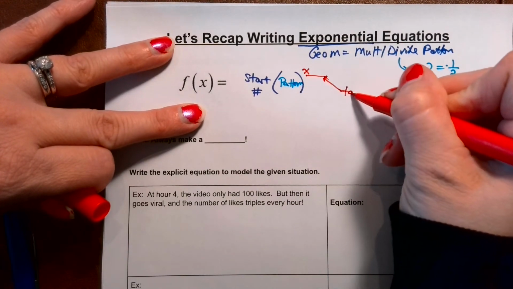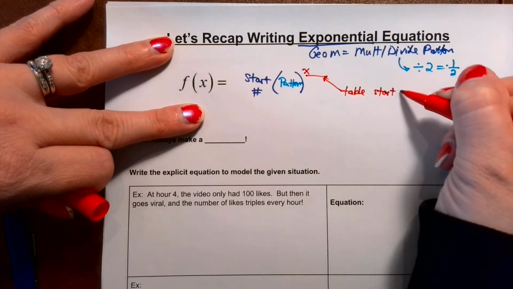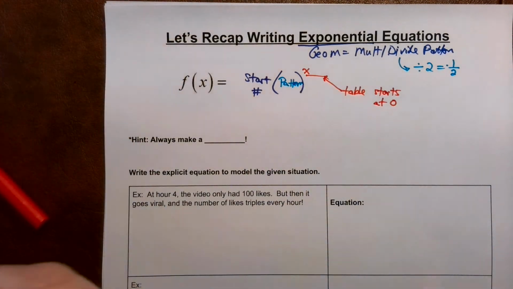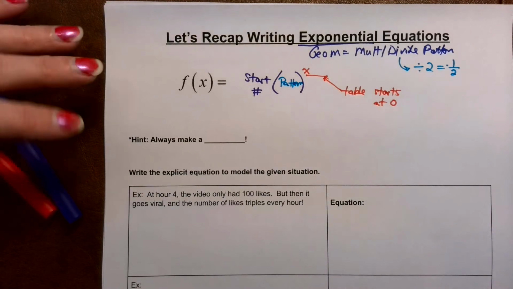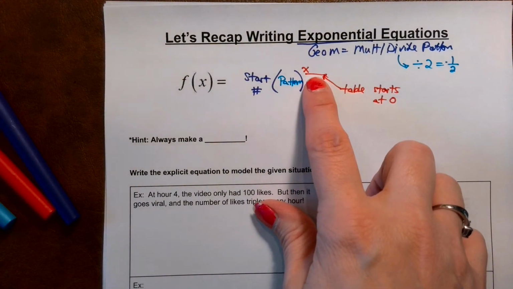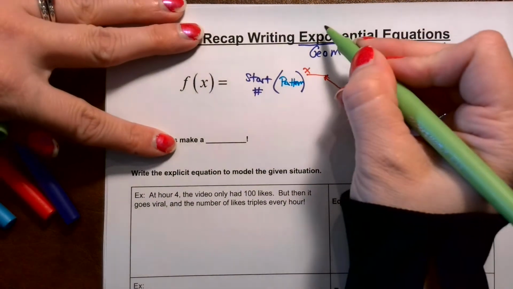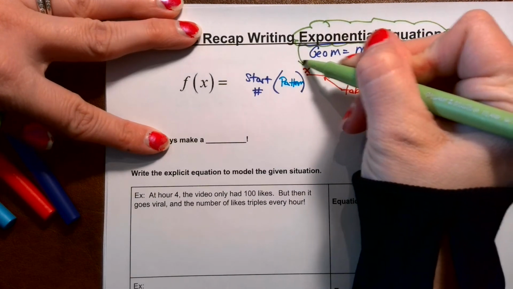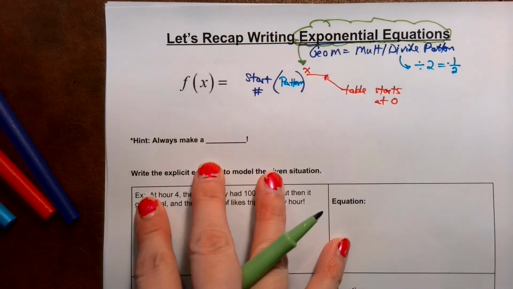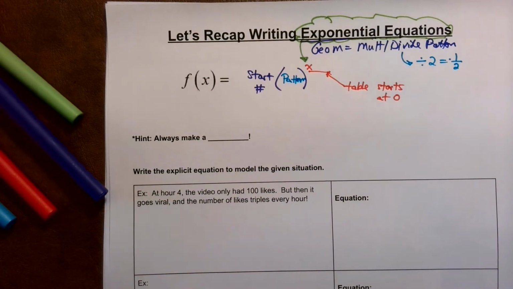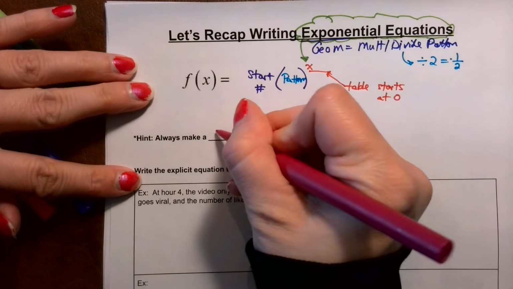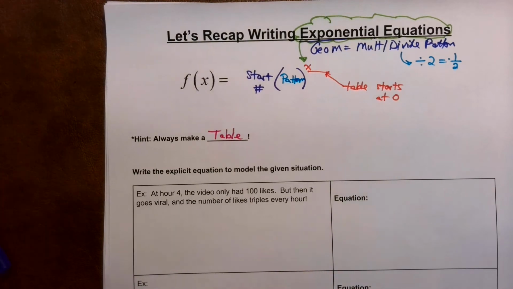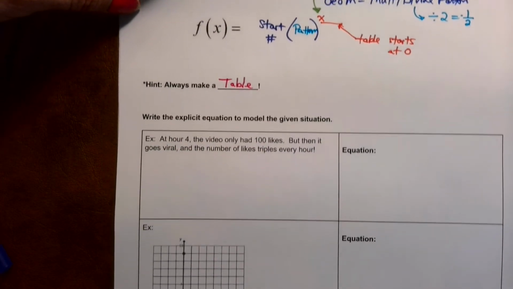So take a look to see if your table starts at 0. If it starts at 0, you just need an x. But if the table starts at a different number, like 2, you have to bring it back to 0, and we would want to say x minus 2. And here's a little hint. If you are an exponential equation, you are going to have an exponent. The linear ones do not have exponents. Here's another hint. Always make yourself a table. If it's a story, turn it into a table. If it's a graph, turn it into a table so you can write the equation.